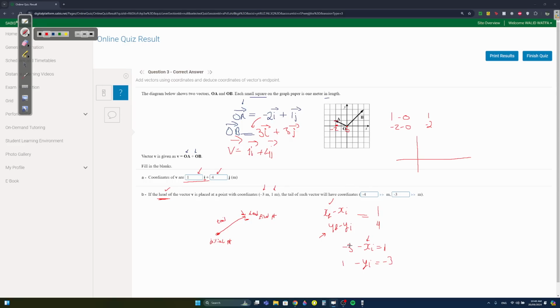Okay, final x minus initial x. We're trying to find the tail. Final is minus 3 and the vector is 1. So minus 3 minus 1, x initial is minus 4. Okay, makes sense. Then final y, 1, minus initial y, which we don't know, gives you the vector 4. The vector is 4. Then you get y initial is minus 3. That's how you do it, okay? Vectors, final minus initial.